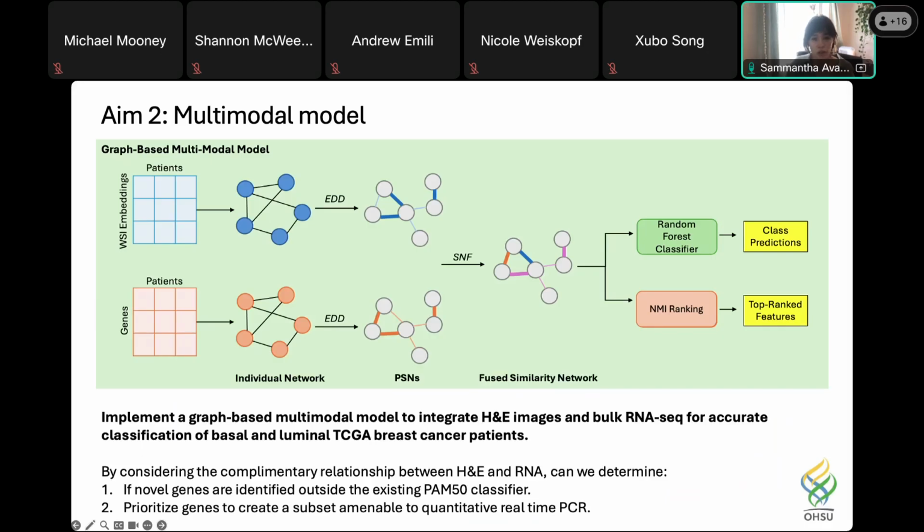And so for our second aim, we wanted to implement a graph-based multimodal model to integrate H&E images and bulk RNA sequencing to accurately classify our TCGA basal and luminal breast cancer patients. And so through this approach, we really wanted to see if we can characterize as well as leverage the complementary relationships between our H&E images as well as RNA to identify novel genes outside of the PAM50 classifier and create a smaller gene set that could be used in addition to imaging for automated molecular subtyping.